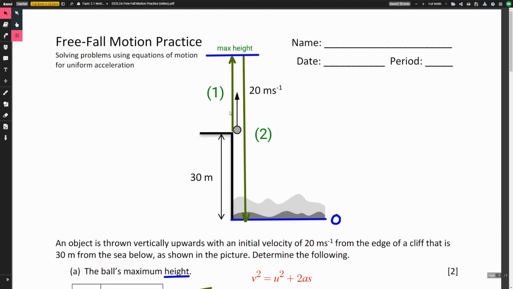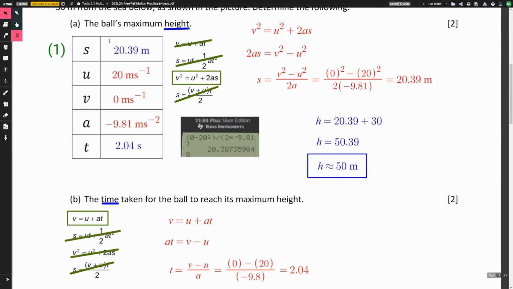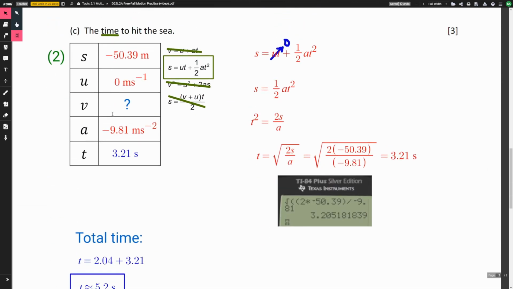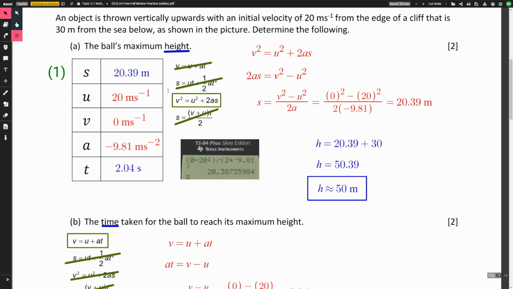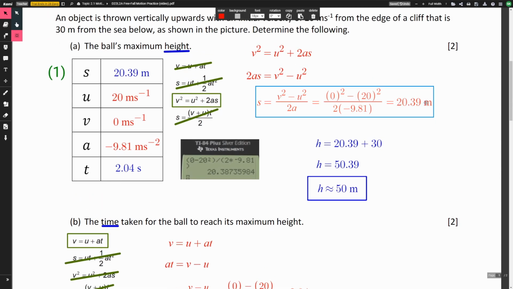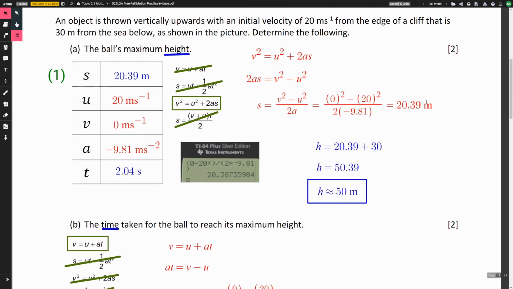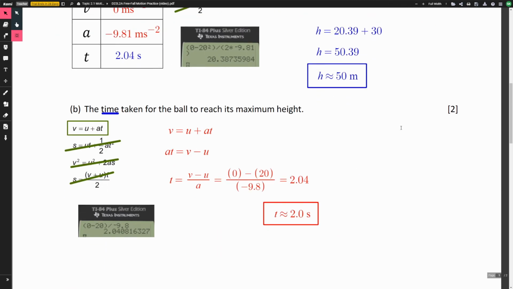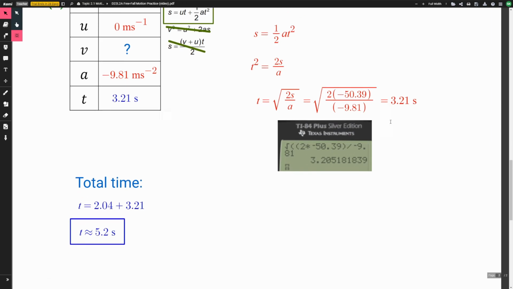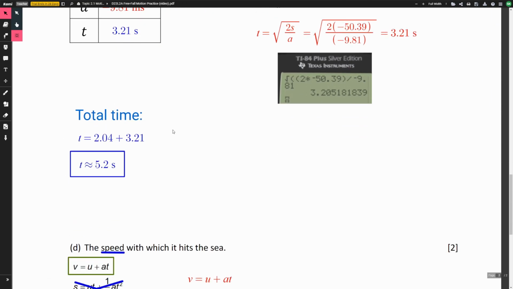So this is an example of a complicated problem where you have to break it into multiple parts, create 2 SUVAT tables, one for each part of the motion, and combine it all together. And it's a really good example of how when you get the number out of the equation, oftentimes you're not done. You have to do a little bit of extra thinking to actually answer the question that you're being asked. The equations don't do the thinking for you. You have to do that yourself.